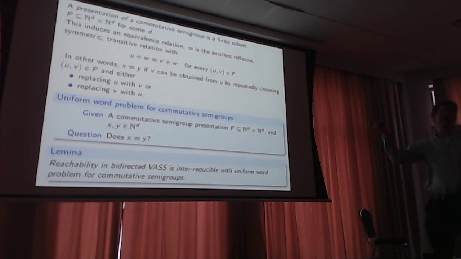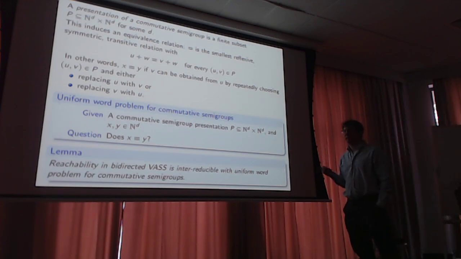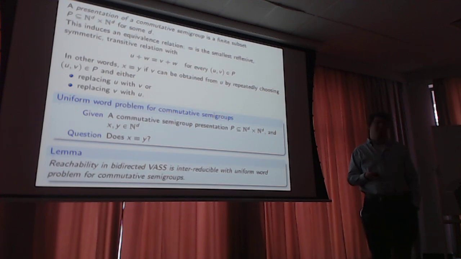You subtract a vector and you add a vector. This relation says, if you have u and v in your set of pairs, then you can go from u plus w to v plus w, which means you subtract u and add v. And so you can think of it as a Petri net. And since it's symmetric, it's then equivalent to the algebraic structure, commutative semigroups. Right. Does this make sense?